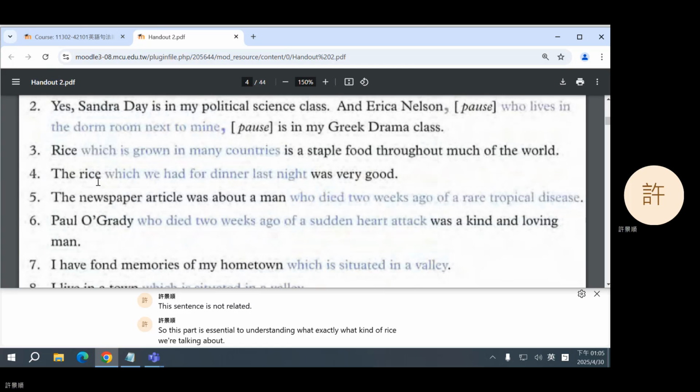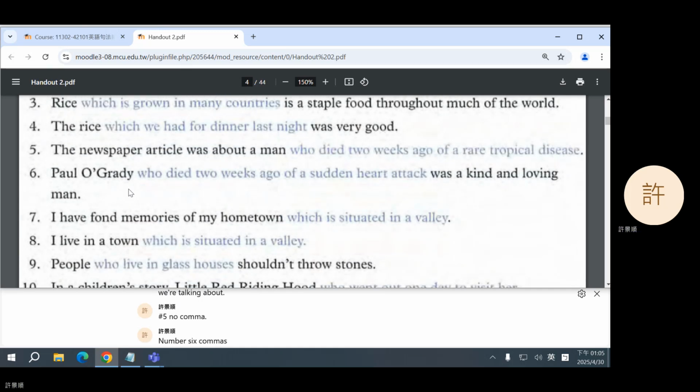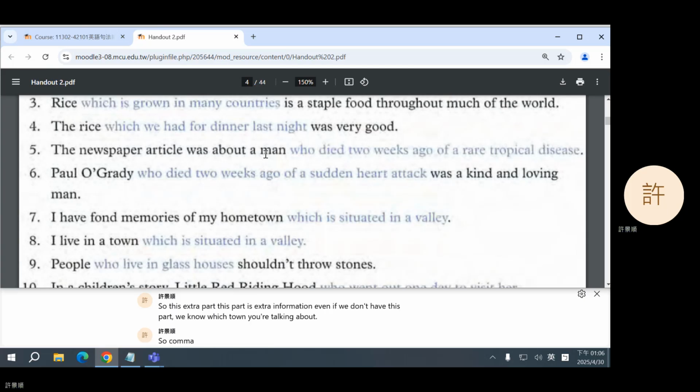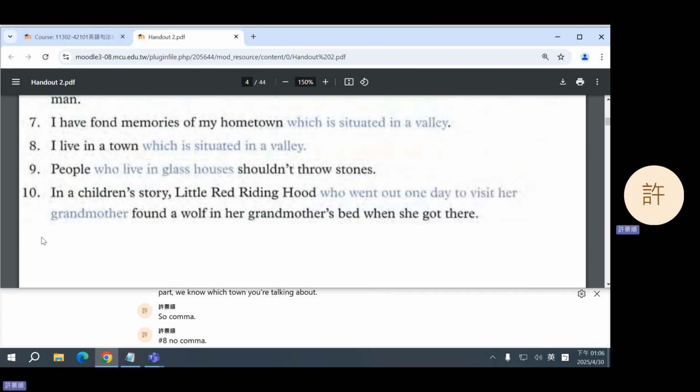Number 5, no comma. Number 6, commas. Number 7, comma. Most people only have one hometown. So this part is extra information. Even if we don't have this part, we know which town you're talking about. So, comma. Number 8, no comma. Number 9, no commas.